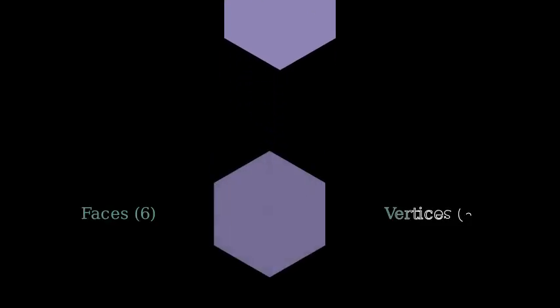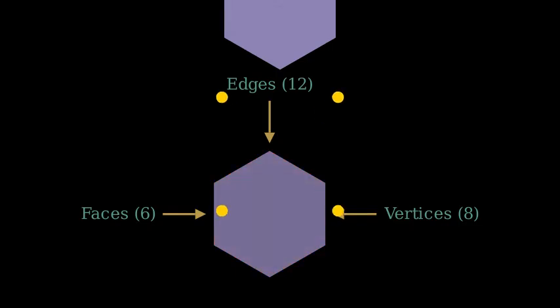A cube is a regular polyhedron with 6 square faces, 8 vertices, and 12 edges. Each face of the cube is an identical square. The vertices are the corners where the edges meet, and the edges are the straight lines connecting the vertices.